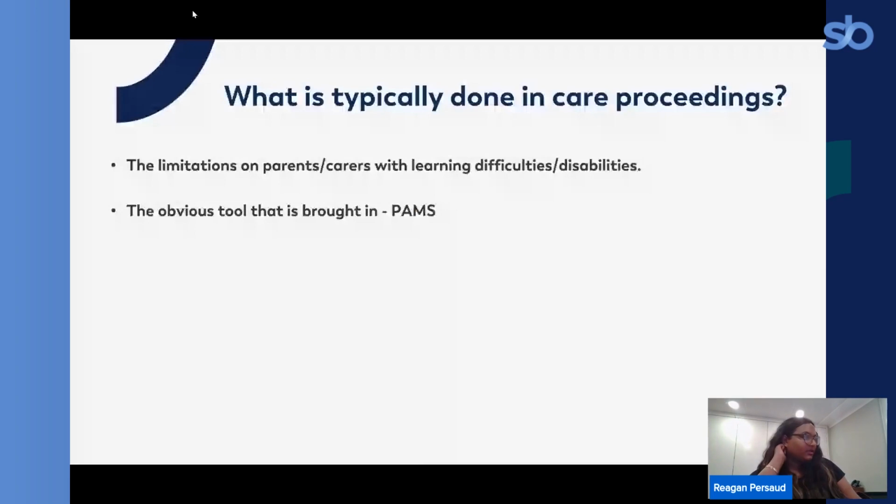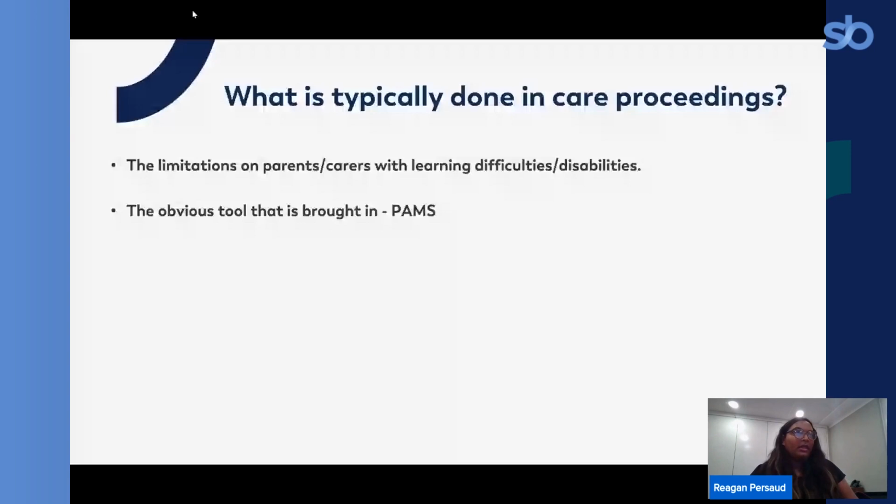Let's start at the first point, which is what is typically done in care proceedings. Now, I think it's right to say, before we turn to that, that we need to know as a collective what the limitations can be on parents with learning difficulties and disabilities. Around 2.16% of people in England have a learning disability, and there are even more people when we add learning difficulties into the mix. So it's more common, sadly, than we like to think, and certainly in care proceedings, we see it a lot more. Remember that the disability and or the learning difficulty doesn't always have to be visible.